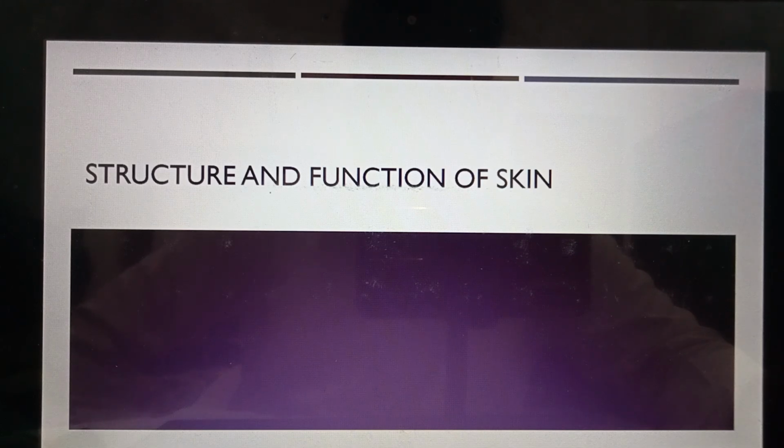Today I will discuss another important topic of dermatology. The name of the topic is structure and function of skin.